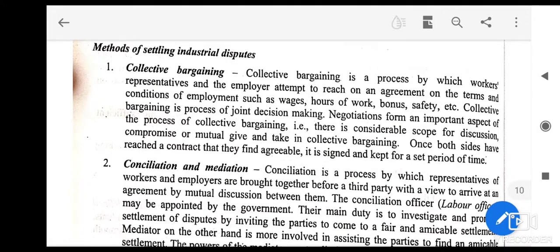Several methods can be adopted for solving these disputes. They are: first, collective bargaining. It is a process of joint decision making where workers and employers reach an agreement and it is signed and set for a period of time. Second is conciliation and mediation, where representatives of workers and employers are brought together before a third party to reach an agreement.